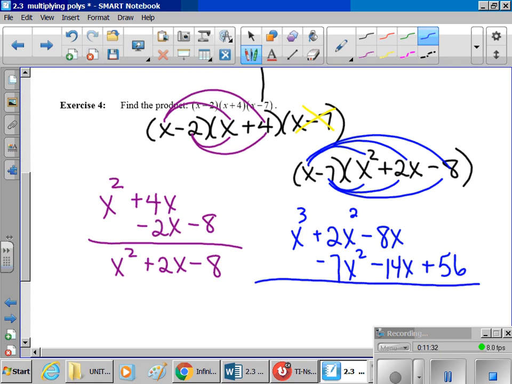Drum roll, please. We get our answer, x cubed minus 5x squared. Mr. Costa is doing my little drum roll for me, so thank you so much. Minus 22x plus 56 is my answer.